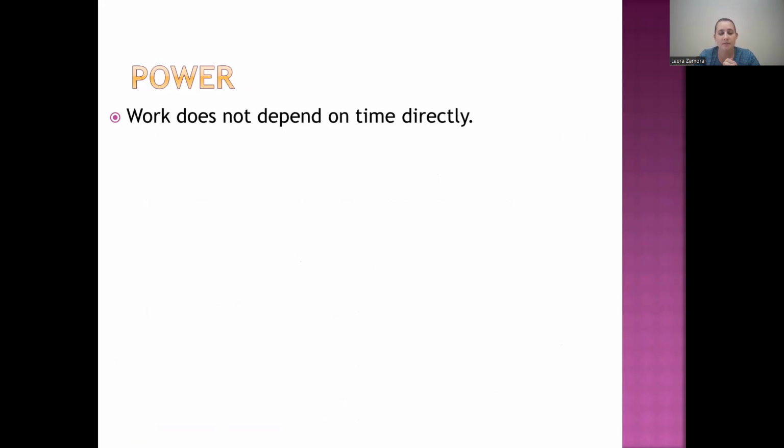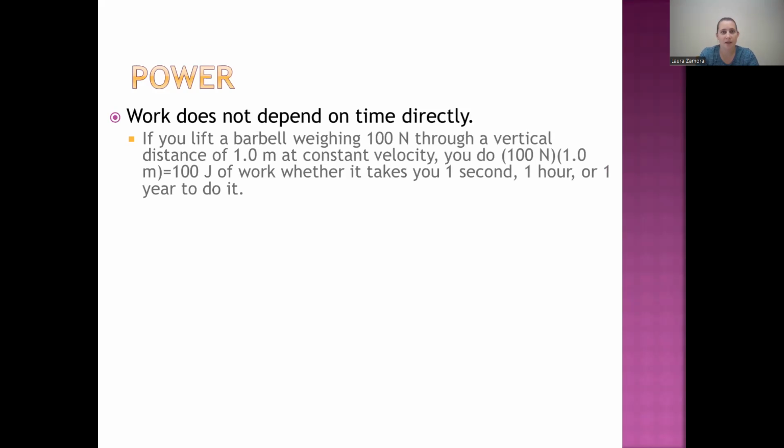So moving on into a related topic, power. You might have noticed from our equation for work that it doesn't directly depend on time, right? It depends on force, displacement, and the angle between the two of those. But you don't find time in that equation. So if we're lifting a barbell that's 100 newtons through a distance of 1 meter at a constant velocity, we do 100 joules of work, no matter how long it takes us to do that, right? The force times the displacement. So 100 newtons times 1 meter gives us 100 joules of work. It doesn't matter how fast you do that, it's the same amount of work.